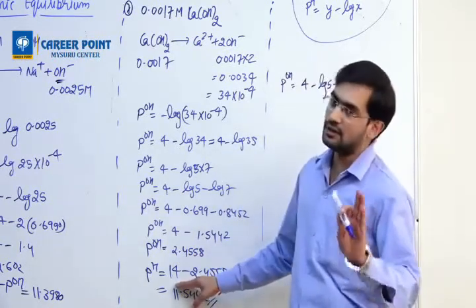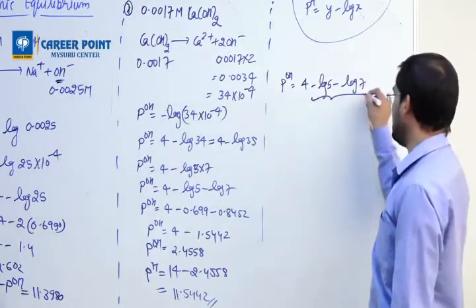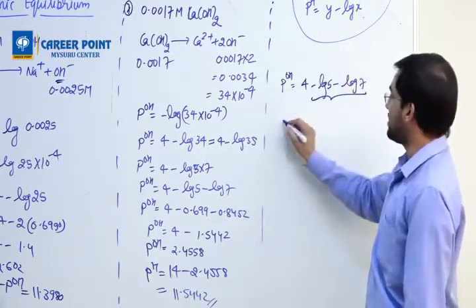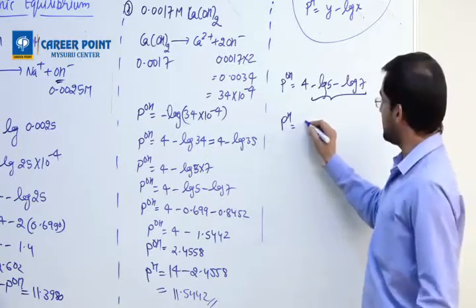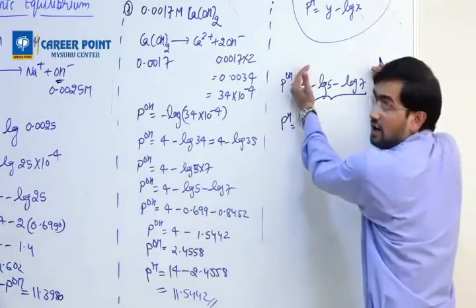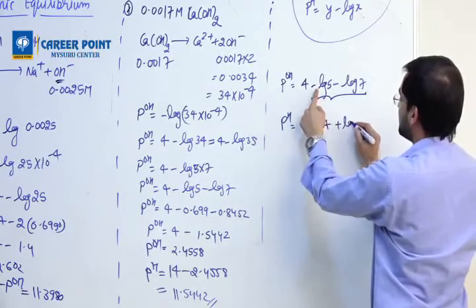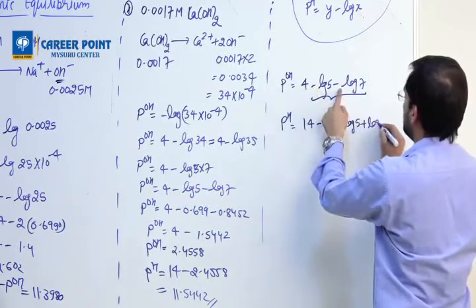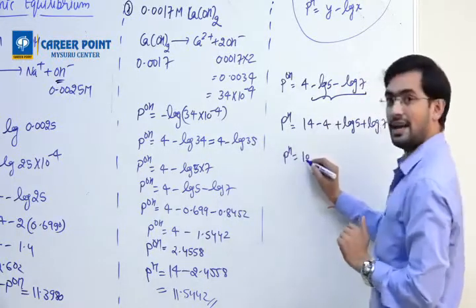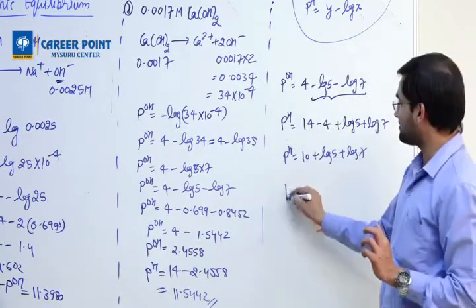Right. Correct. The trick here is, if you get this, do not solve this here. The trick here is, do not solve this here. Find pH. Then pH is 14 minus pOH. So pOH is this value only. 14 minus 4. Minus, this will become plus log 5. This will become log 7. What you have now is 14 minus 4, 10 plus log 5 plus log 7.